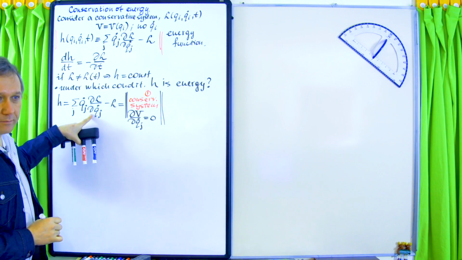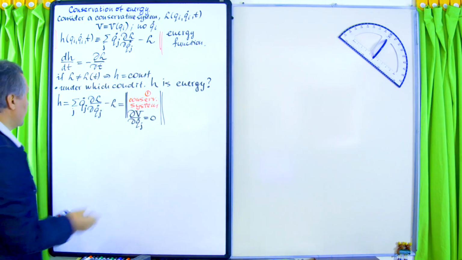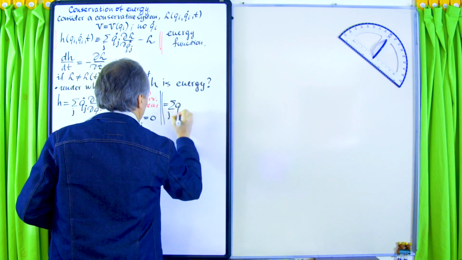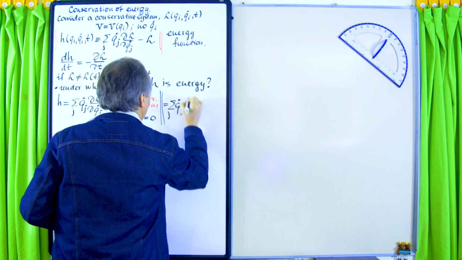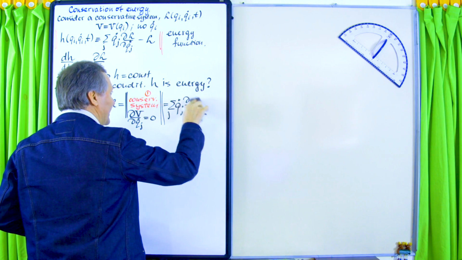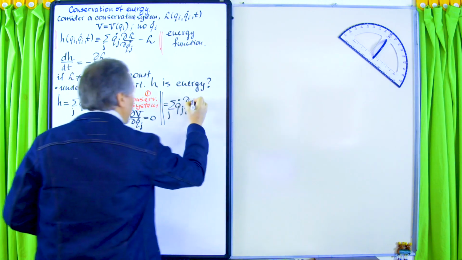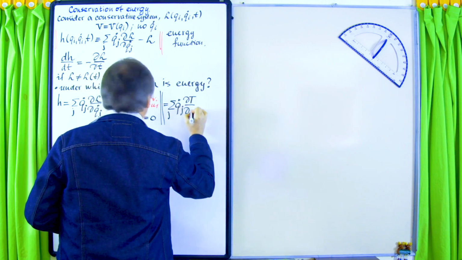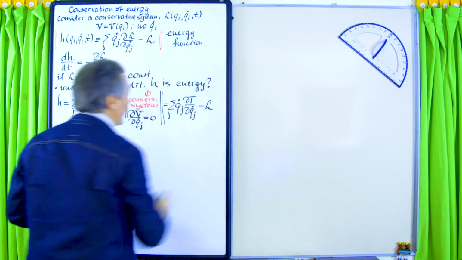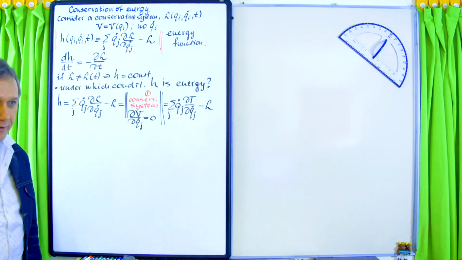So as a result, this can be simplified. V can be dropped, so we have only the partial derivative of kinetic energy. It will be the summation over j of Q_j dot times the partial derivative of T, kinetic energy, because the Lagrangian is T minus V, right? With respect to Q_j dot, and minus L. Okay, good. First simplification. We dumped the Lagrangian, now we have only kinetic energy.